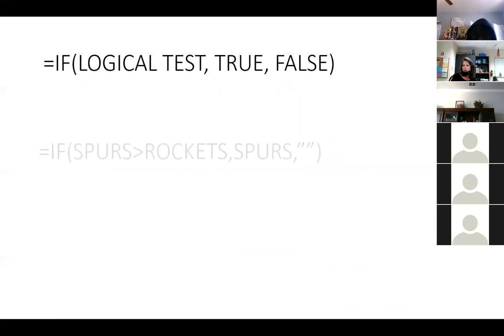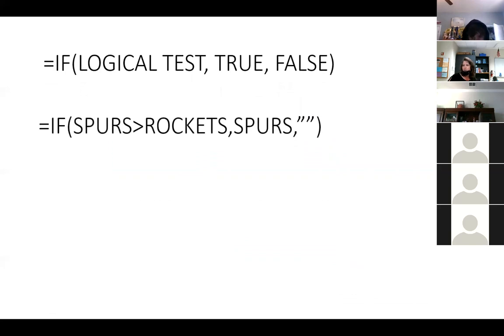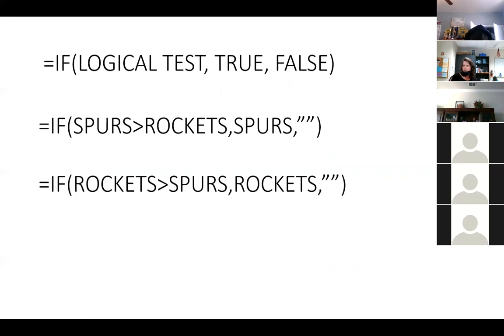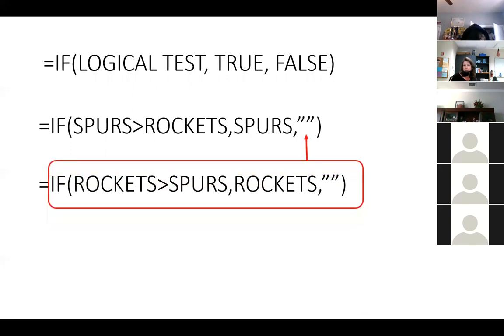So again, here's that logical test. If the Spurs score, okay, not their name, but their score, I just didn't have the cell names to put in there, is greater than the Rockets, then the Spurs won, otherwise leave blank. The reverse of that was Rockets is greater than Spurs. So the Rockets won, otherwise leave blank, okay?